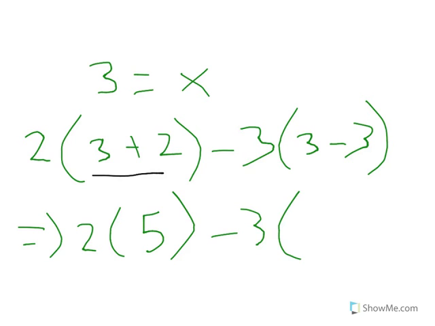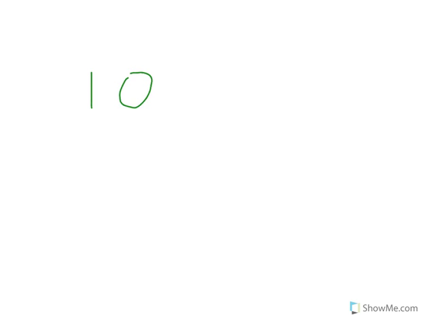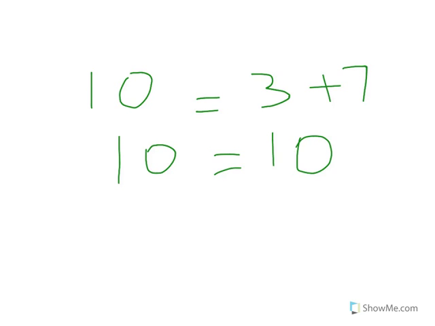So 3 minus 3 is 0, right? And then equals 10 minus 3 times 0 is 0, so it equals 10. And then the other side of the equation was x plus 7, so it's 3 plus 7, so 10 equals 10. So that's the right answer, right? That means that my value for x is right.